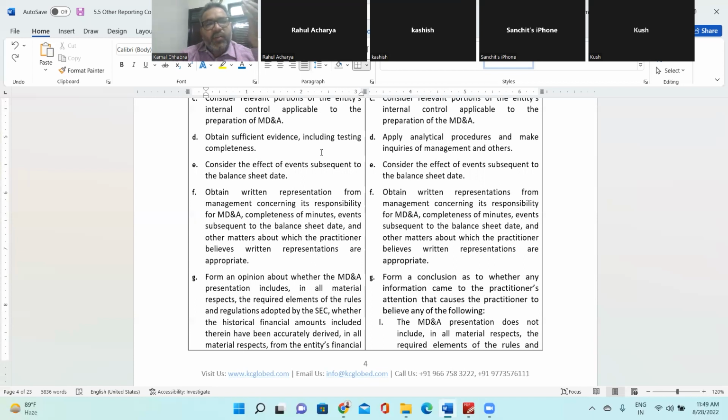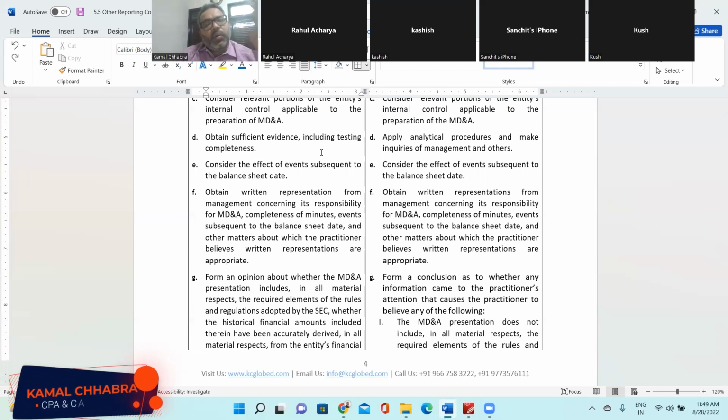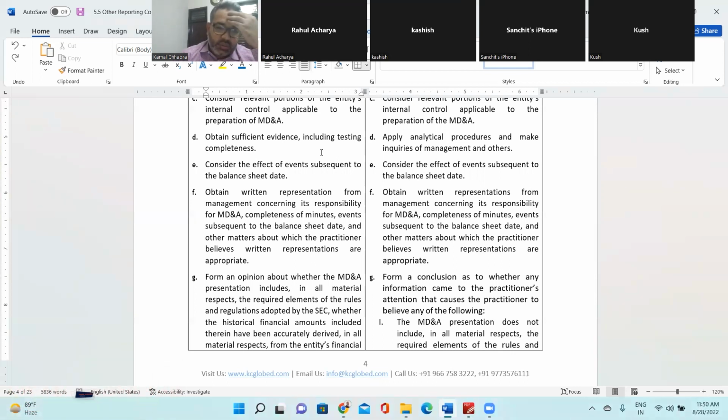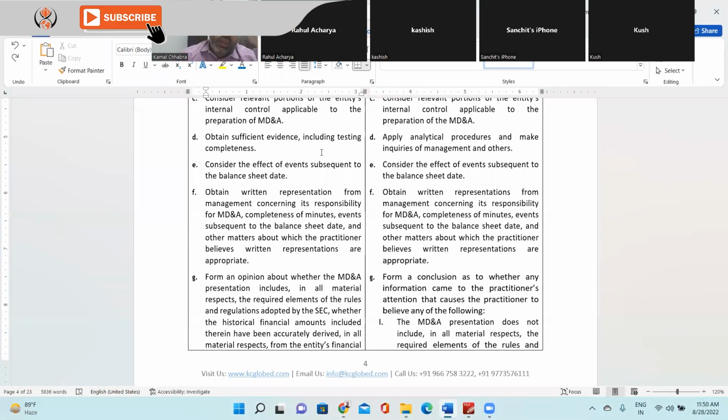recalculation, reperformance, inspection. Yes, these are the 5 only: inquiry, observation, inspection, recalculation, and reperformance. What about rollback and roll forward? Yeah, that comes under the inspection procedure, right? And confirmation procedure, right?